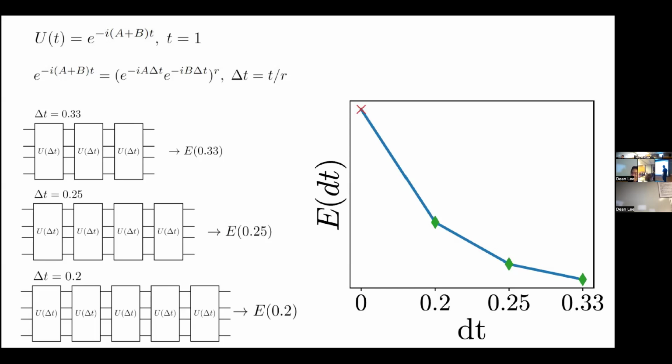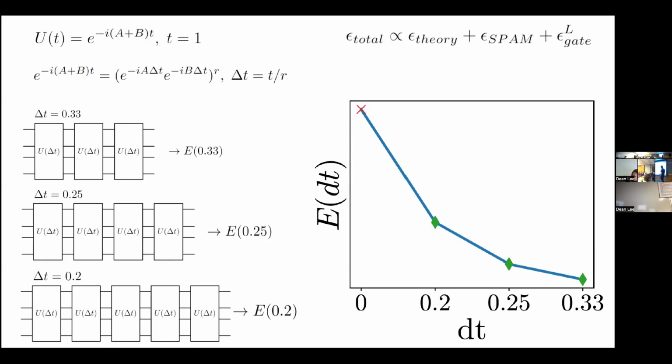It's just because I had dt over here, but then delta t over here. But say you have a unitary that you want to run on a quantum computer for simulation time equals 1. Well, what you could do is implement the unitary 3 times in your circuit for delta t equals 0.33 and get the energy as a function of that t. You can do it 4 times, and then you do 5 insertions, and so on. You could go to 0 to get rid of that delta t squared in the Trotter approximation.